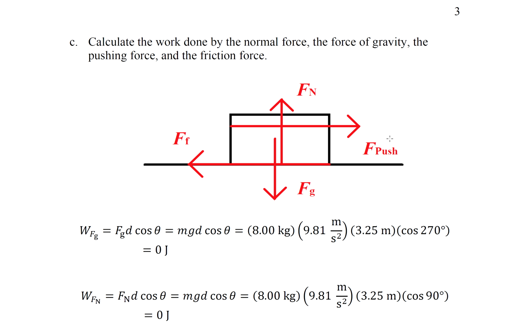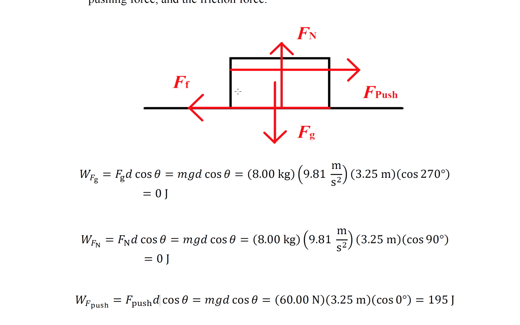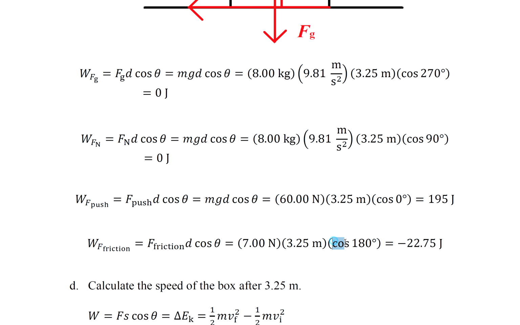The force of push and the displacement is in the same direction. So that's 0 degrees. So force of push is to the right, displacement is to the right. The force of friction is to the left, the displacement is to the right. So that's 180 degrees. So the work done by friction is force of friction, 7 newtons, times d, the displacement, times the cosine of 180.